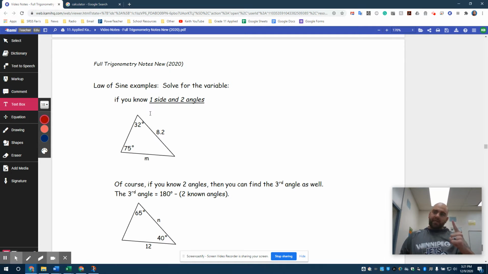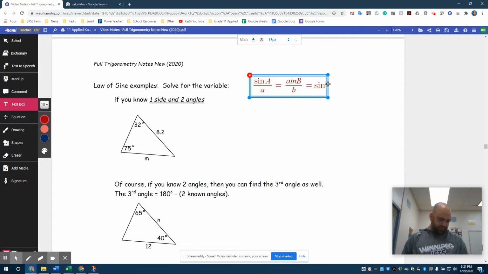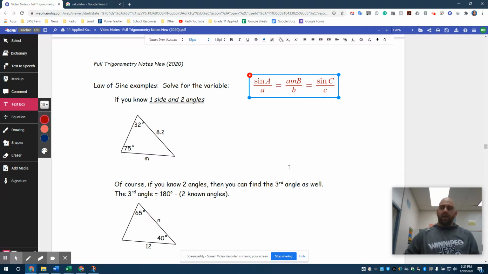If we know one side and two angles, we can definitely solve for another side using sine law. Okay, and again, I'm going to put sine law up here. It is sine A over little a is equal to sine B over little b, which is equal to sine C over little c.